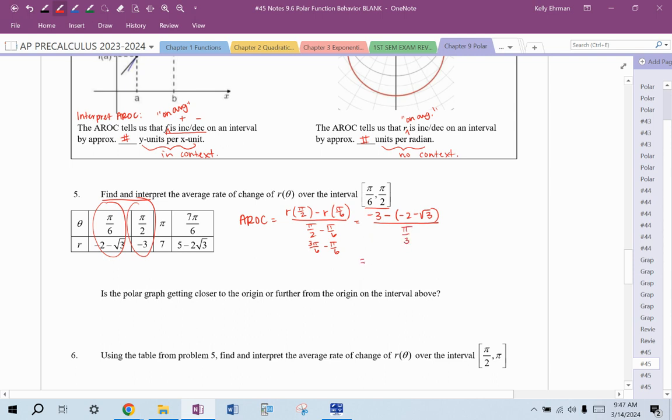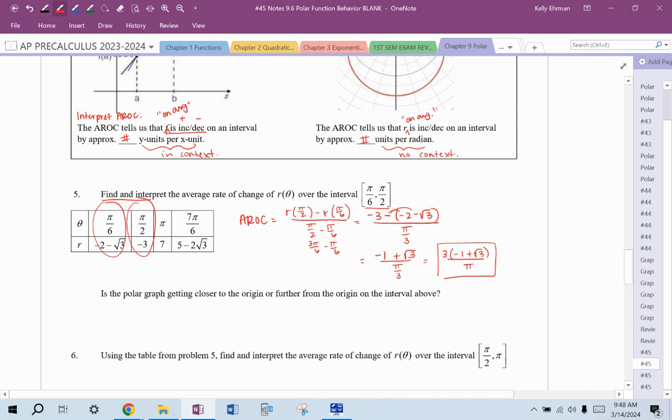We are expected to simplify this, so careful with your negatives. Negative 3 plus 2 is negative 1, and then we're going to get plus radical 3, over pi over 3. And you need to know, we've dealt enough with rational expressions, whether trig or algebraic, that you can say that's the same as 3 times negative 1 plus radical 3 over pi. Get rid of the complex fraction by multiplying by the reciprocal. So here's the average rate of change.